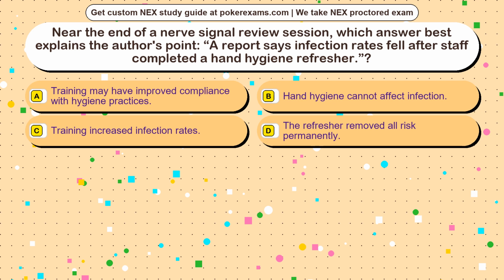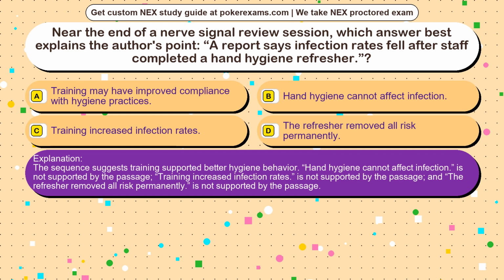The correct answer is option. The sequence suggests training supported better hygiene behavior. Hand hygiene cannot affect infection, is not supported by the passage. Training increased infection rates, is not supported by the passage. And the refresher removed all risk permanently, is not supported by the passage.